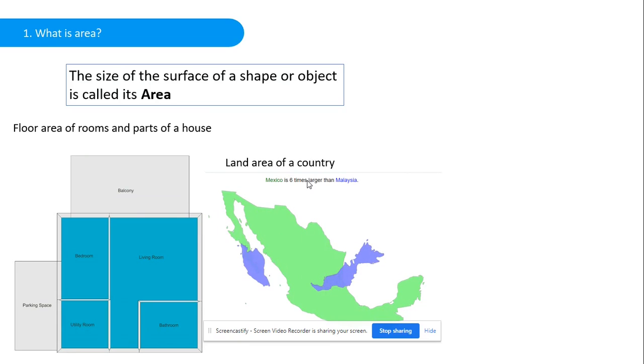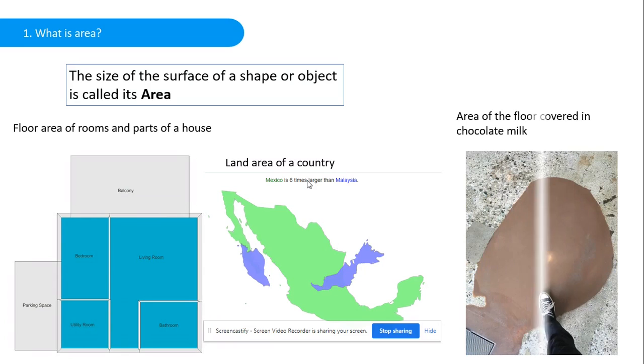Countries are measured using area. For example, the area of Mexico is 6 times larger than the area of Malaysia. You might also talk about area in terms of the area of floor you have spilled your chocolate milk over, and therefore the area your mum wishes for you to clean up. So area measures the size of the surface of a shape or an object.